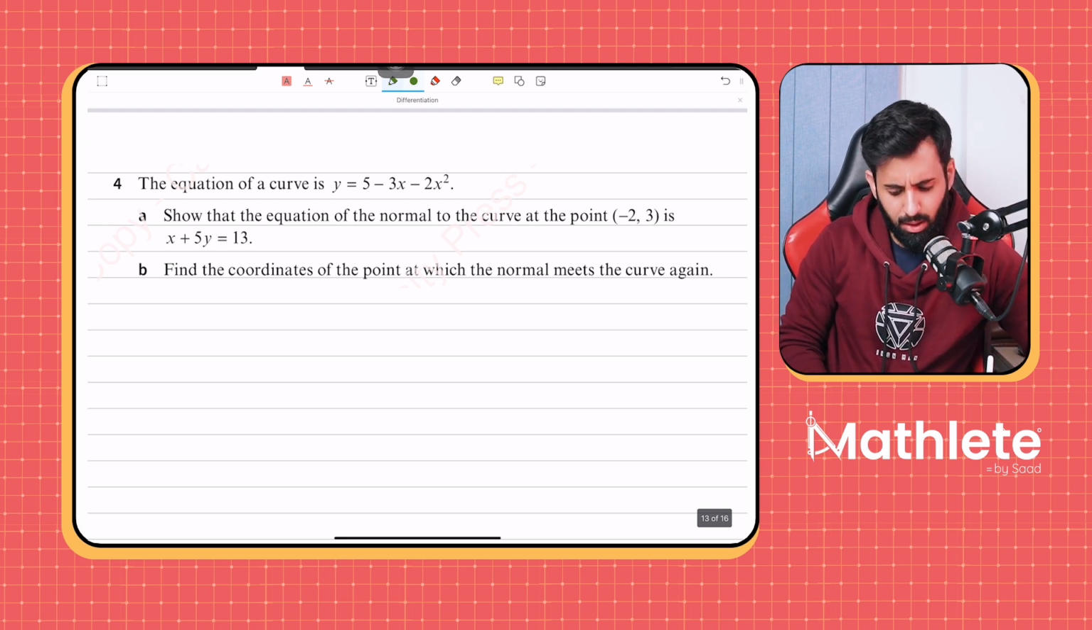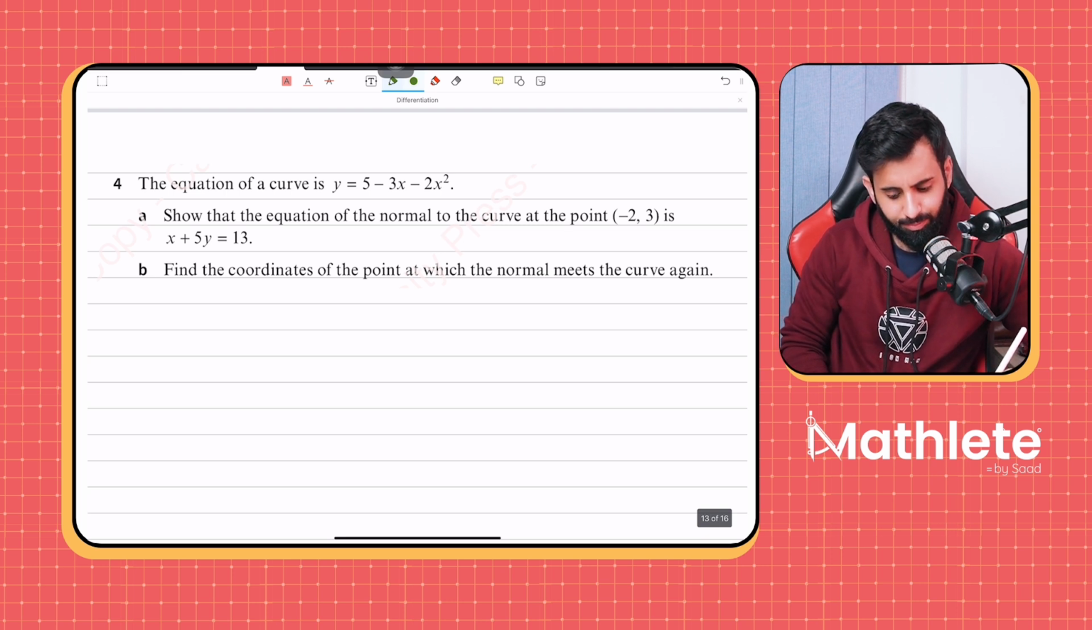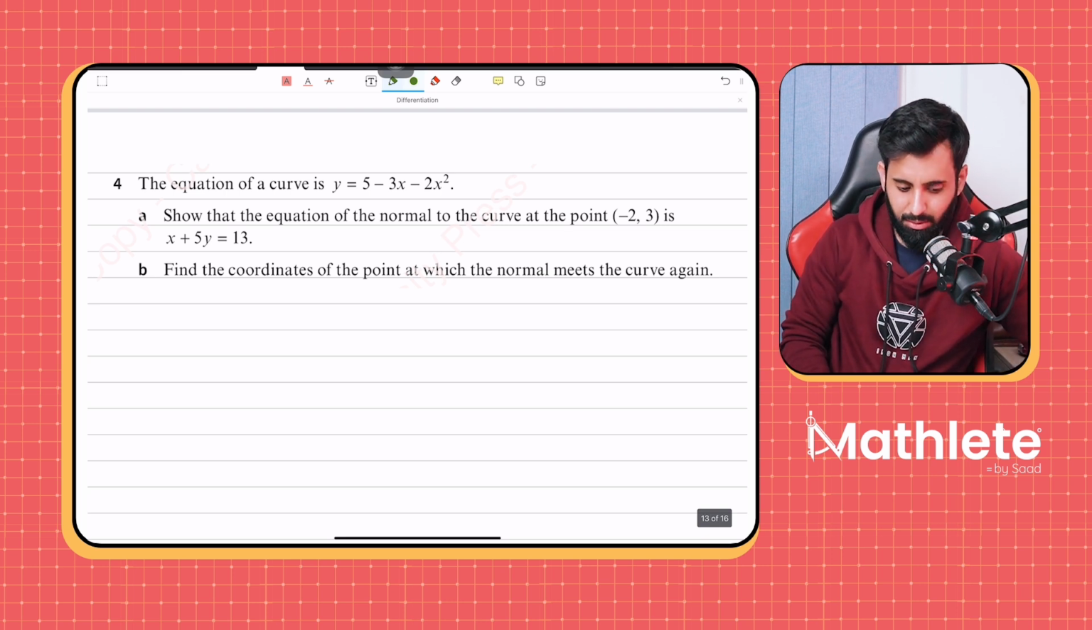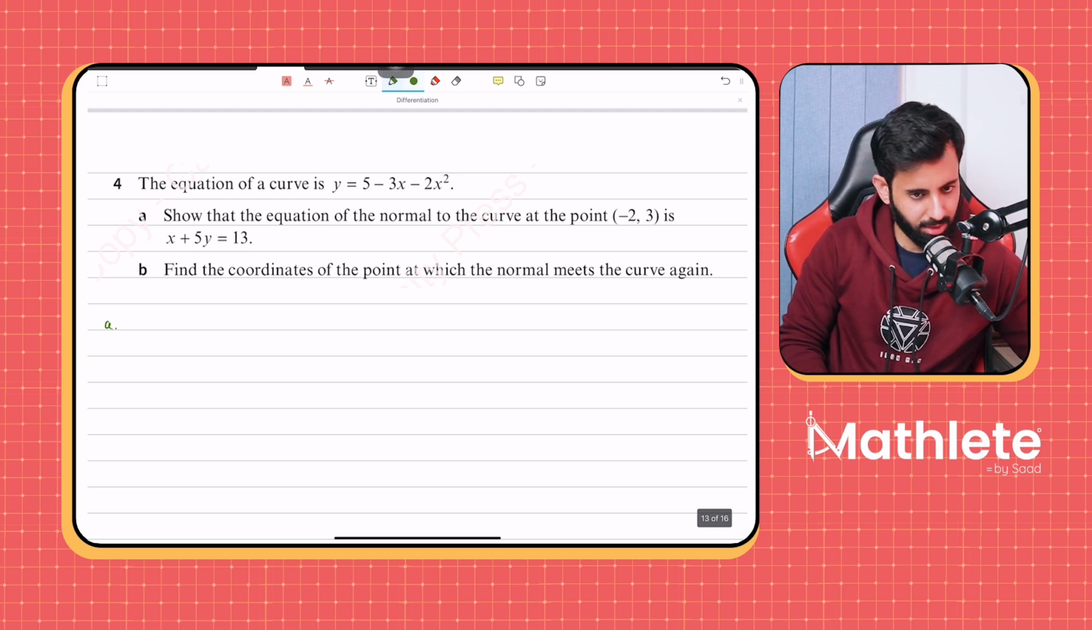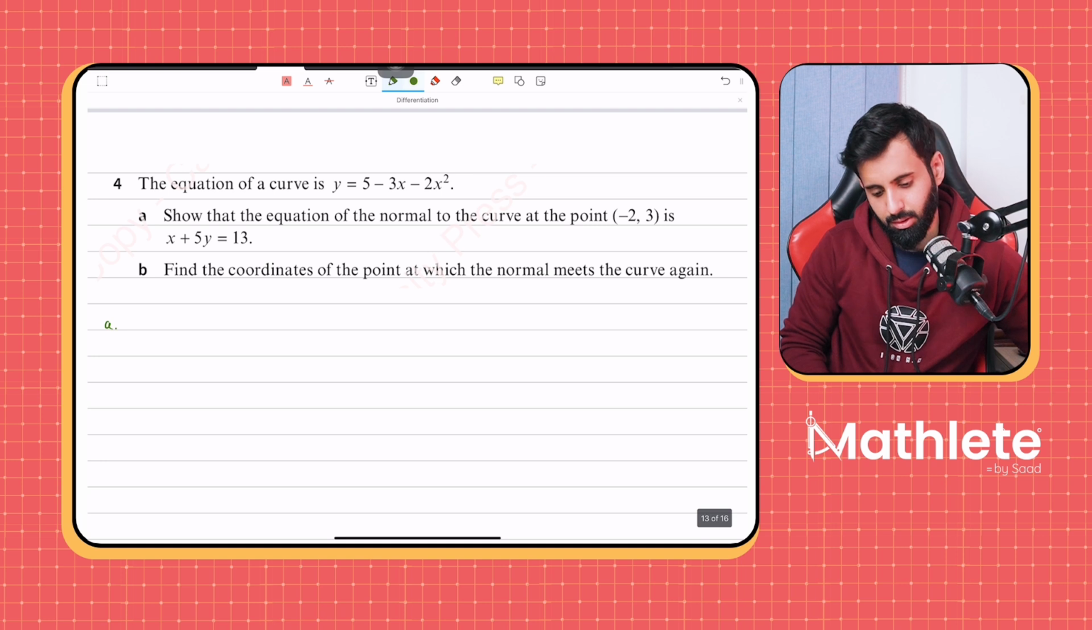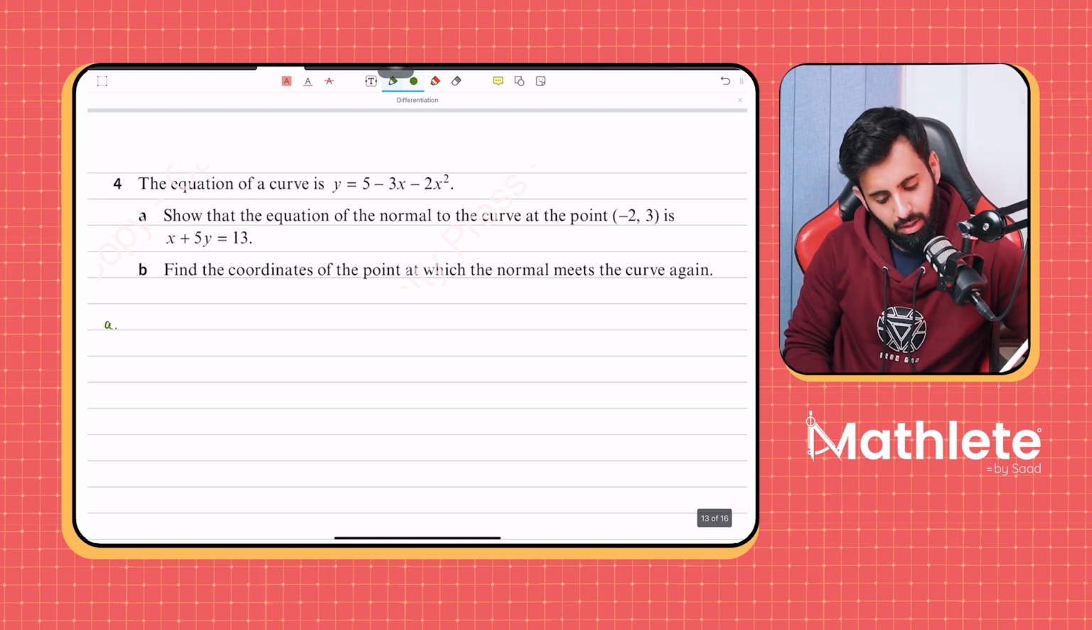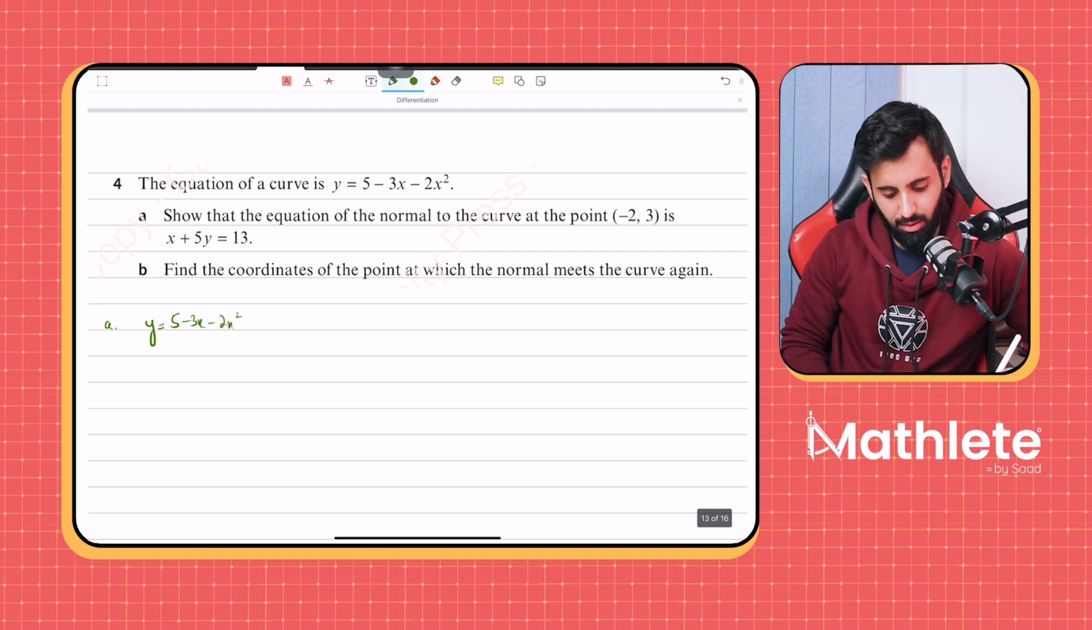Complete the square? Okay, why exactly will we do completing the square? Just because it's a quadratic equation doesn't mean we have to complete the square. What's the purpose of completing the square? What's the objective? To get the turning point. Do we need the turning point here? No, we don't. So we're not going to complete the square. Okay, so y equals 5 minus 3x minus 2x squared. No, you didn't miss anything.